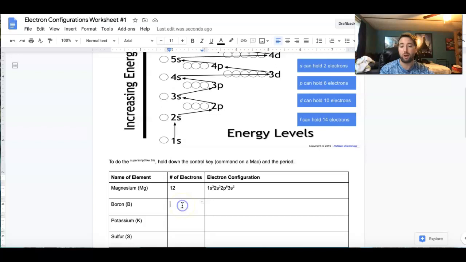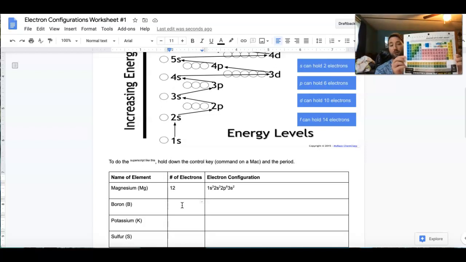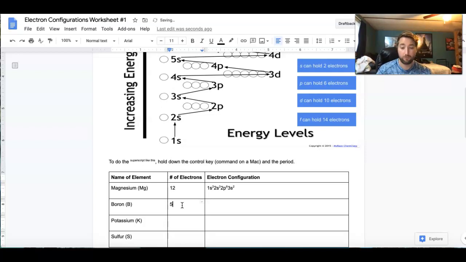Alright, boron. If you look up boron on your periodic table, I'm going to find boron on mine. So I've got boron. Boron is number 5 on the periodic table. The atomic number and the number of electrons are the same thing, so we're going to give out 5 electrons. We're always going to start down at the very bottom of the diagram, so we're going to start out with 1s.